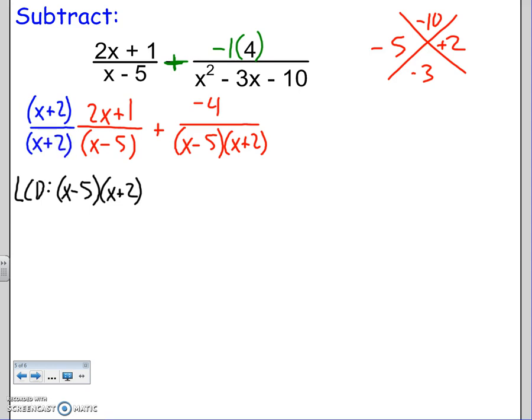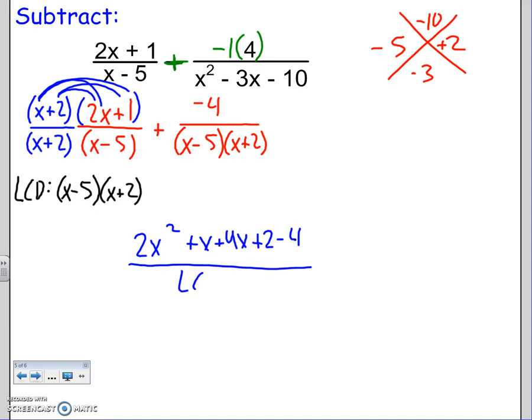The second one isn't missing anything. We're going to have to multiply this. So we're going to FOIL that. So that will give us 2x squared. That came from this. Plus 1x. This next one's plus 4x. This one is plus 2 minus 4 all over LCD. Combine like terms. I get 2x squared plus 5x minus 2 all over LCD.